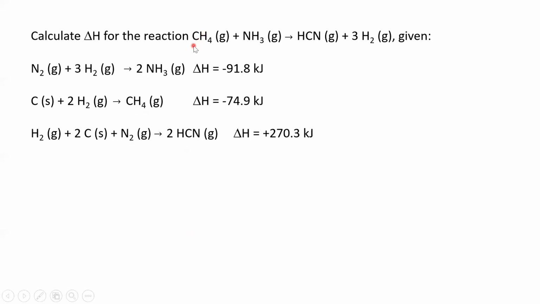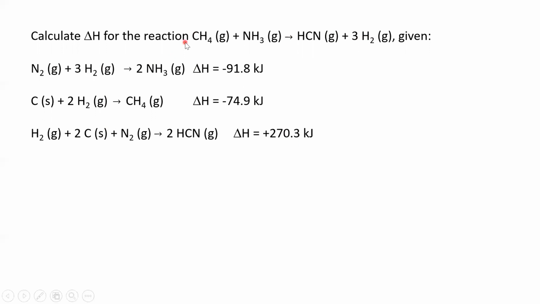We want to figure out the delta H for this reaction. So we've got methane reacting with ammonia to produce hydrogen cyanide gas and hydrogen gas, given this information. So what we have to do is look at what we're given and decide what we need to do to each of these given reactions so that when we add them up, they add up to the overall reaction. And whatever changes we do to the given reactions, we have to do the same thing to the delta H values. And then we can add them up, and that'll give us our value.